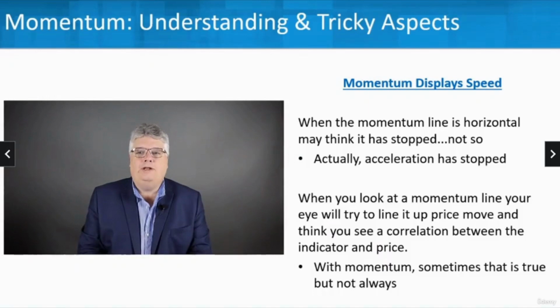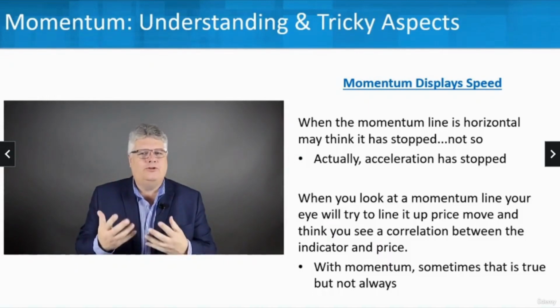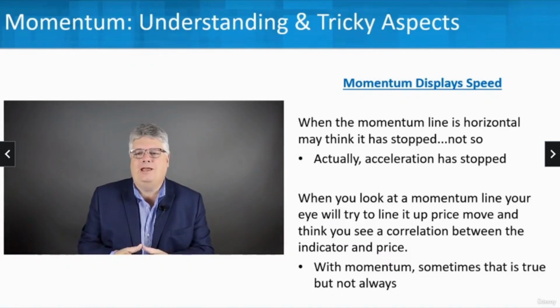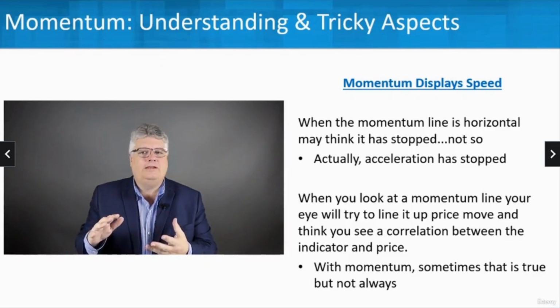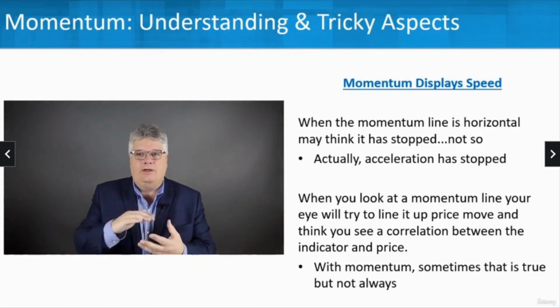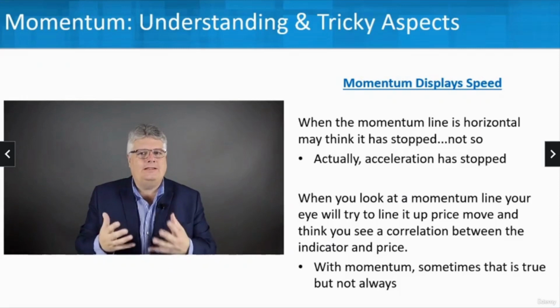So momentum is pretty easy to recognize on a chart, but there are a couple little things to understand and a couple little tricky things too, just to be aware of if you're using a momentum indicator. You may think, well, when the momentum line is horizontal, that momentum has stopped, that it's basically stopped in its tracks. And that's actually not so.